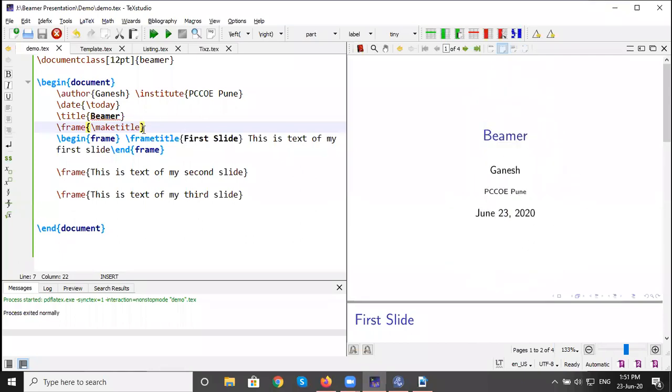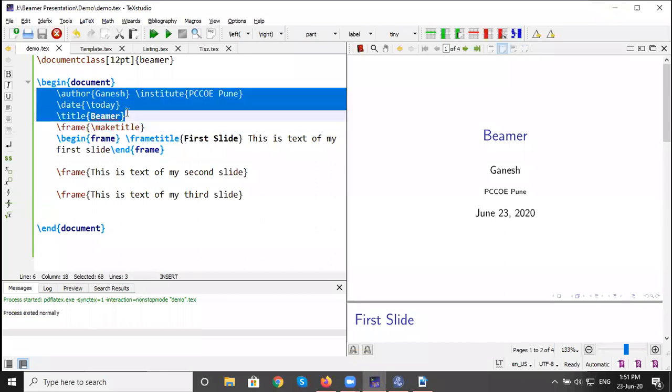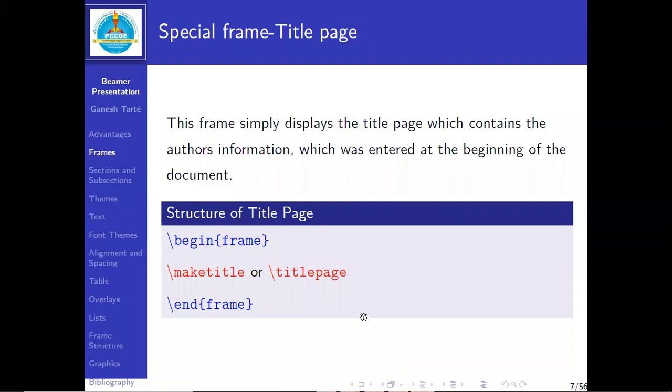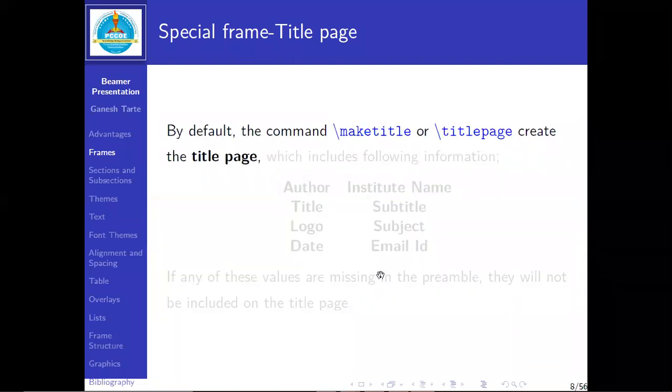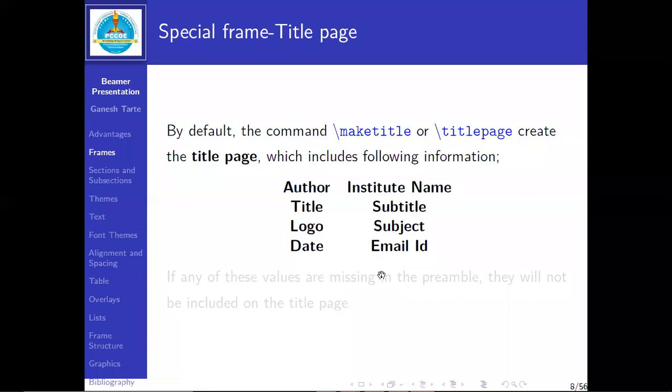So whatever you want to add in that title page, just add that in the preamble. So just check what are the commands which can be added in the title page. The title page by default creates the title and includes the following information. For example, we can add author, institute, the title, subtitle, we can add logo like this, and then subject, date, and email ID. If any of these values are missing, suppose we skip the logo or date, then it will not be included in our title page.